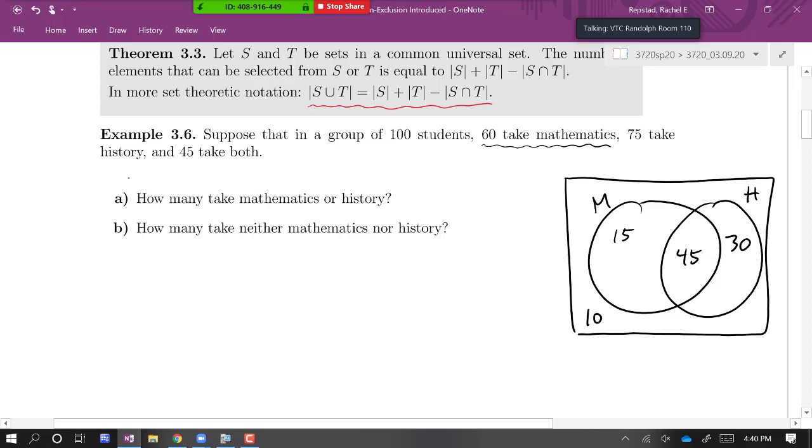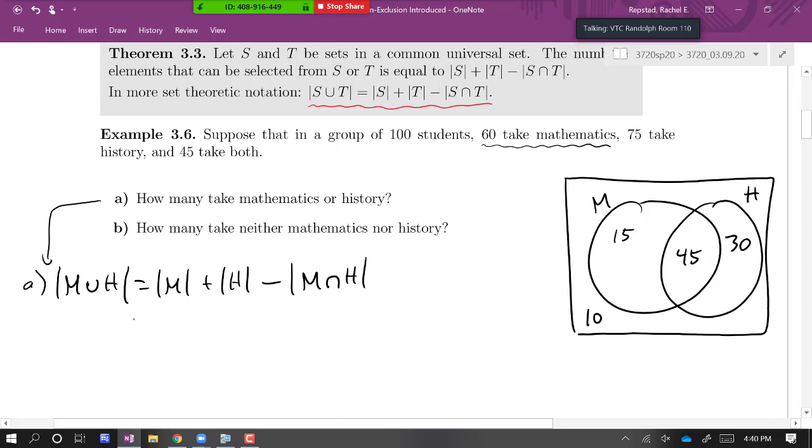So when we answer question A, how many take math or history, we want the size of M union H, right? We want the whole, like, the MasterCard logo there. There's a couple of different ways we can think about it. Theorem 3.3 up here says this should be the size of M plus the size of H minus the intersection. And this will work just fine. 60 plus 75 minus 45, and that gives us 90.